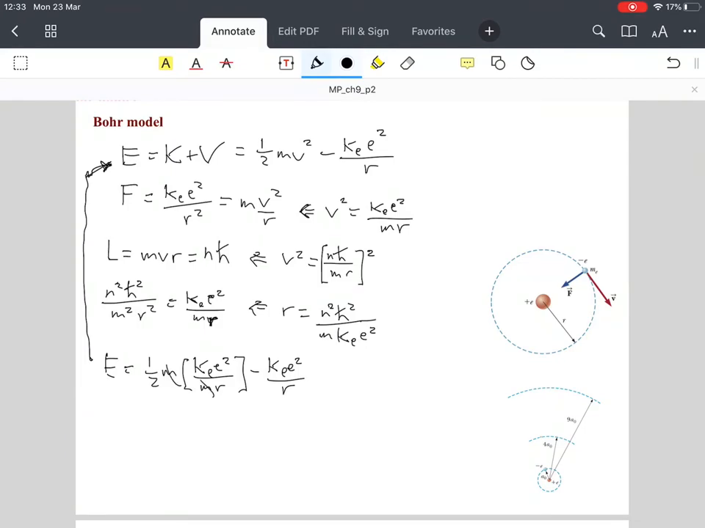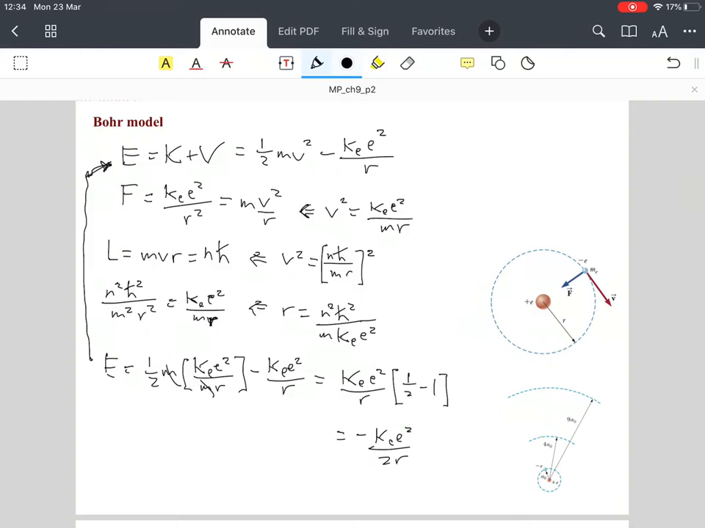And luckily, this is pretty easy because the m's cancel, and we can bring out this constant term of this k e squared divided by, well, r is not constant, but we have k e squared and then divided by r, and then we just see that that is 1/2 minus 1 multiplied by that. So that gives you a minus 1/2 of this term, k e squared divided by 2r. So that's our total energy.